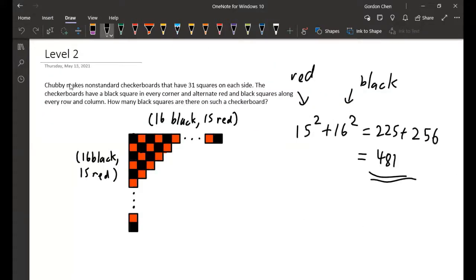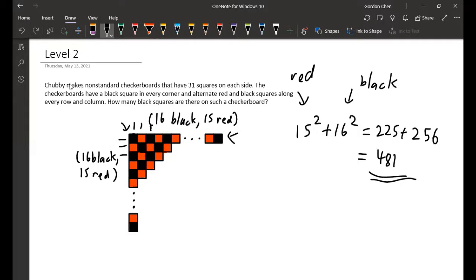So, for level 2, we have Chubby makes non-standard checkerboards, which have 31 squares on each side. And the checkerboards have a black square on each end. I didn't draw the whole thing because 31 is too large. And so we have a black square in every corner and alternating red and black squares in every row and every column. That means if this is black, then this would be red, and then this will be black, so it's alternating. And the same thing happens here.